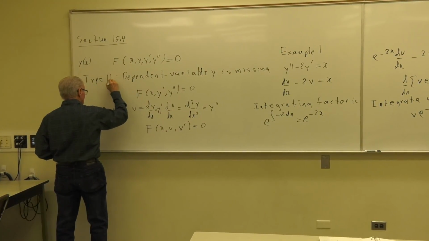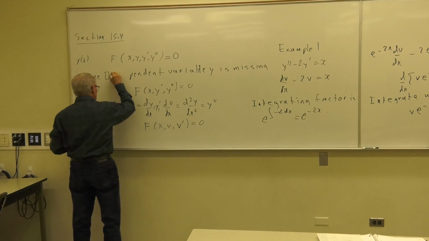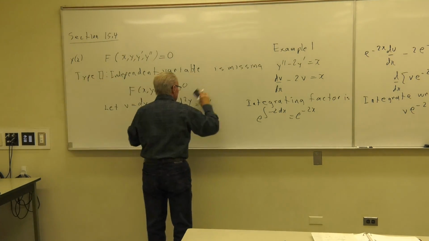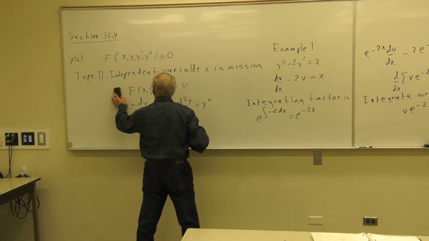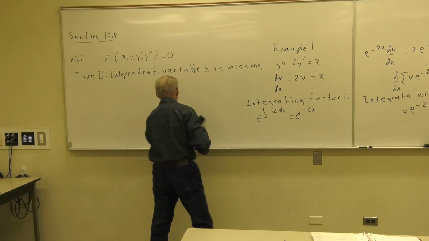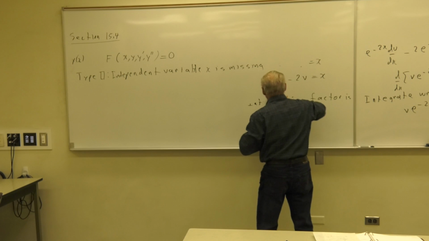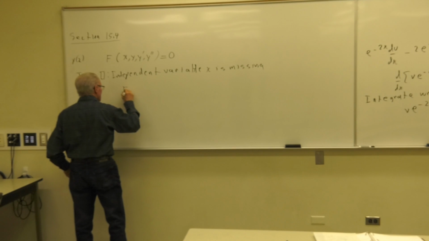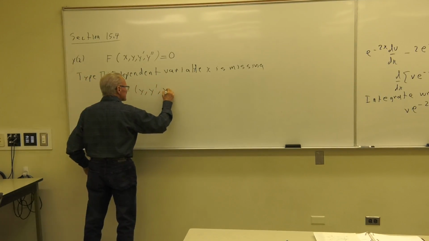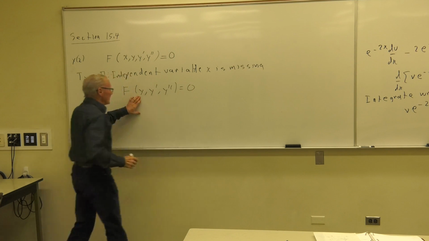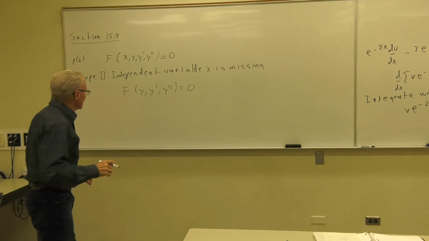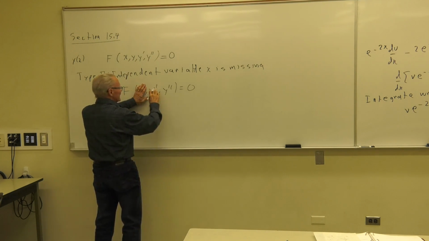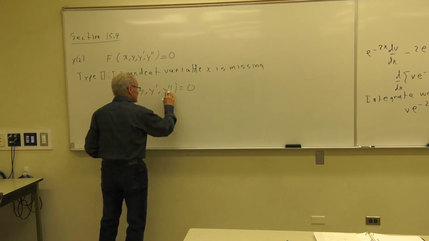Second type. This time, the independent variable x is missing. So generically, what you're going to see then is some y's, some y primes, some y double primes, but you will see no x's. Again, you might not see y's, and that's going to be my third example, that all you'll see are these two. You might not see this one, but you have to see that one.